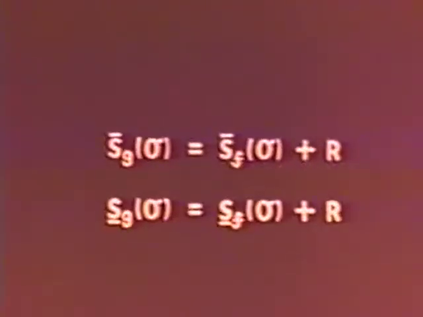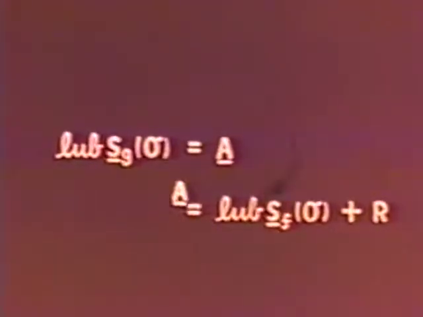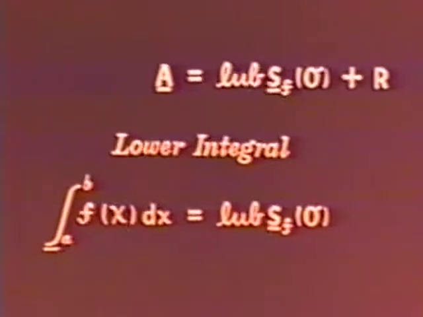By a derivation paralleling that used to obtain the relation between upper sums for f and g, we may obtain exactly the same relation between lower sums. Since the least upper bound of the lower sums for g is equal to the inner area of the set of points under the graph of g, we obtain this result. The least upper bound of all lower sums for f is defined to be the lower integral of f on AB and is denoted by this symbol.